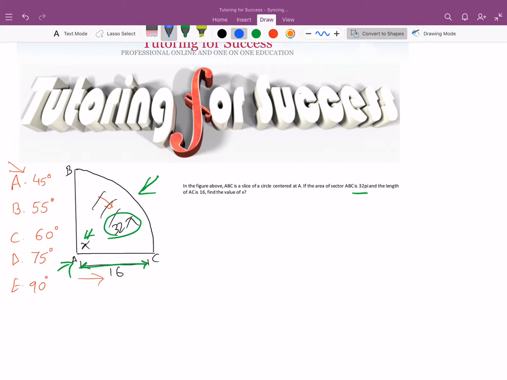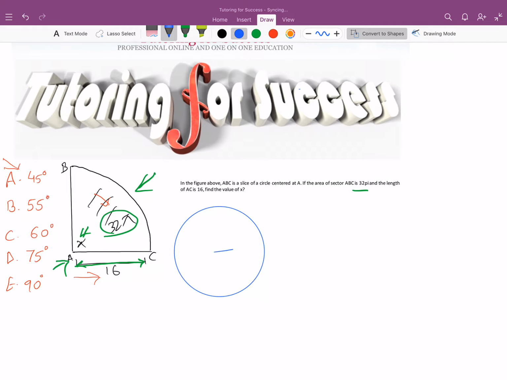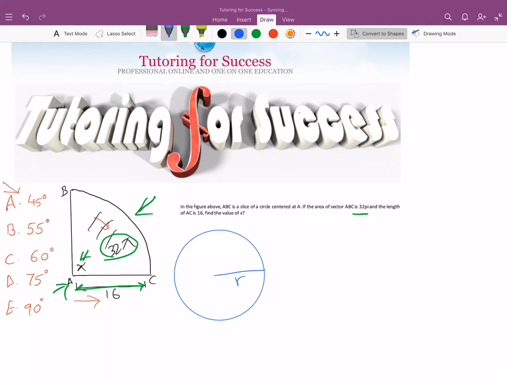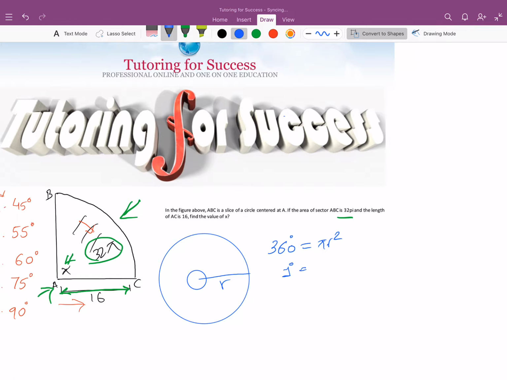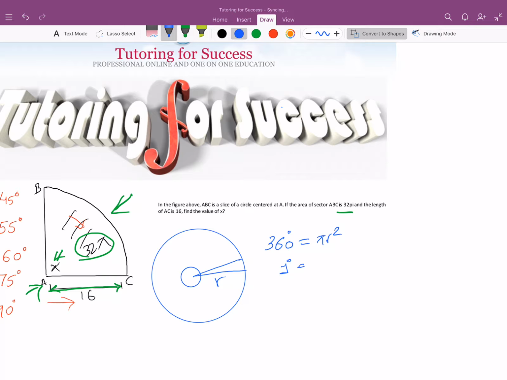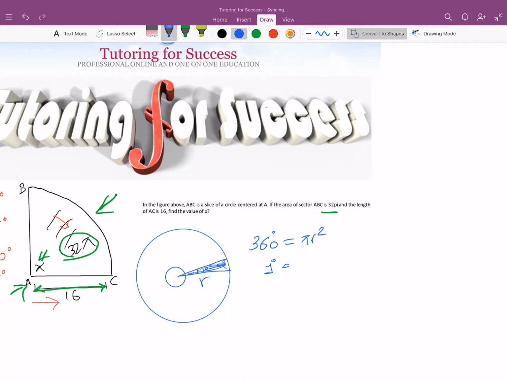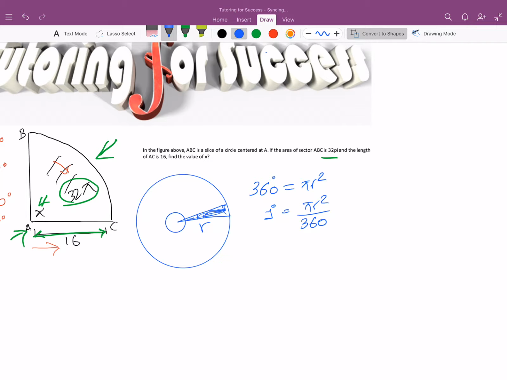If I draw a full circle with a radius just r, we don't know what the radius is, it's a random circle. The whole circle, the whole 360 degrees, will give me the complete area of my circle. But what if I am more interested in finding how much area 1 degree of that circle would be? Let's say this is 1 degree. So how much is this area? That is given by pi r square over 360. So that is the area for 1 degree.